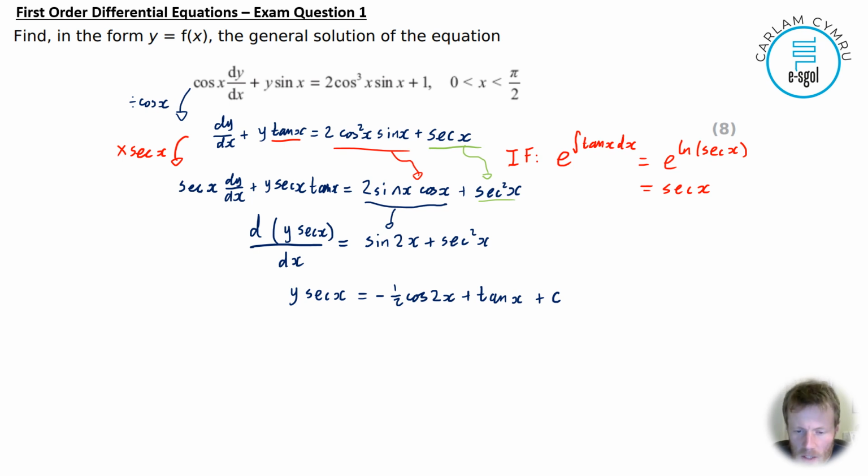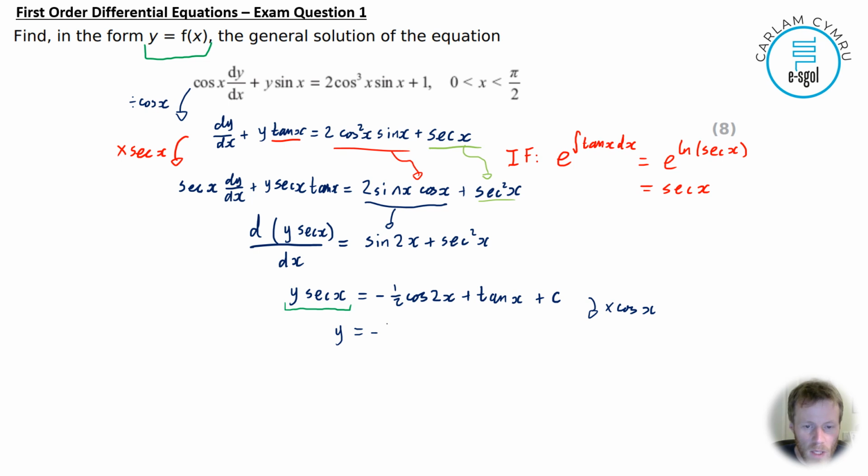Now, I just want to double check what the question says, because at the very beginning it says find it in this format, y equals f of x. I do not have it in that format at the moment, so I just need to divide through by sec x. Now, it's not saying it wants it simplified, but dividing through by sec x is just the same as timesing by cos x, so I could just times everything through by cos x.